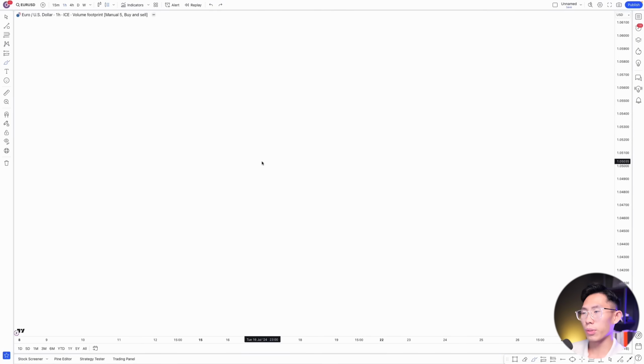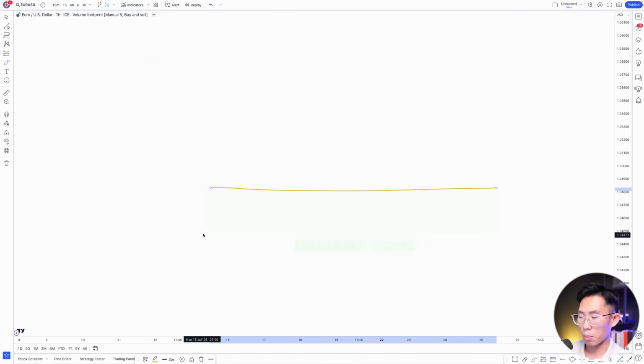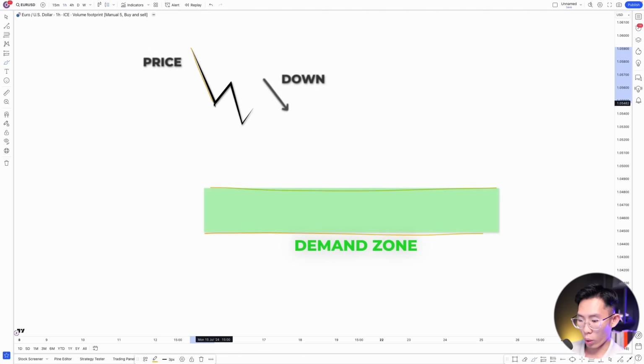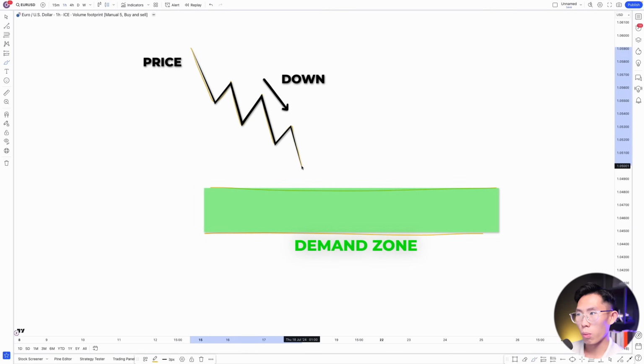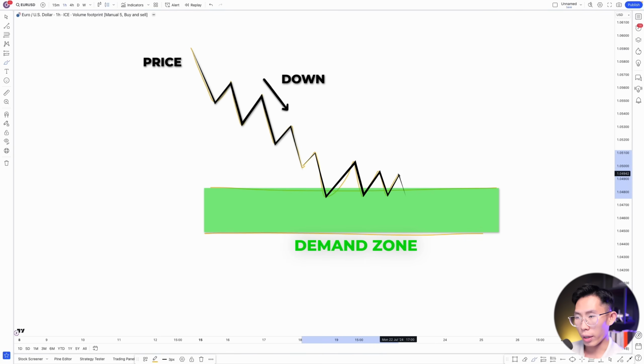So to simplify things even further, let me just draw it out for you guys like a quick example. Let's say there's a demand zone right here, and price is going down to the demand zone, and it has a lot of aggressive selling volume. Price is just going down, negative delta, strong amount of volume. There's a lot of orders, a lot of momentum pushing the price down. Eventually, when price gets to this demand zone, you realize that it can't seem to break past it multiple times, even though there's a lot of aggressive selling. But it can't seem to break past it.